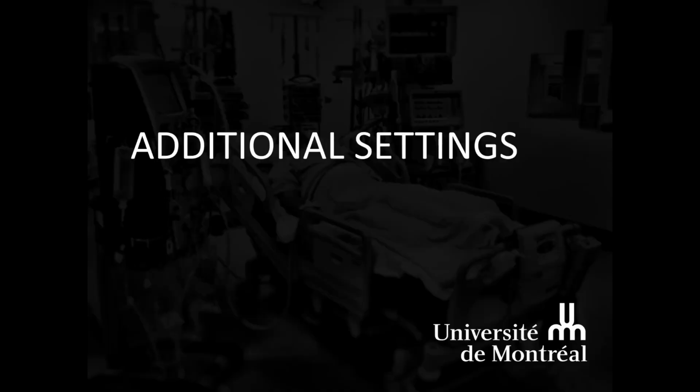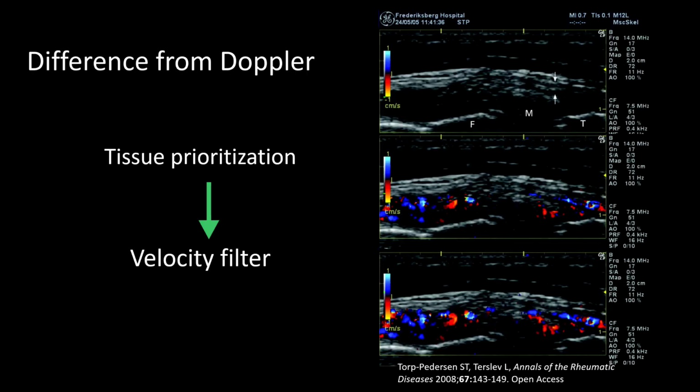To finish up, a quick word on some additional settings that will come into play in other situations. The first one is tissue prioritization. This is essentially a velocity filter that allows us to select which ultrasound waves will be analyzed and displayed. It represents one of the major factors that allows us to selectively display non-moving tissues and moving elements such as blood. This will be covered in more detail in the Doppler video.